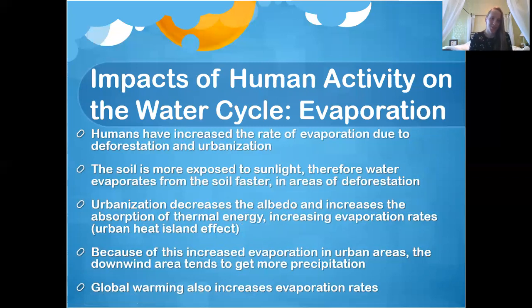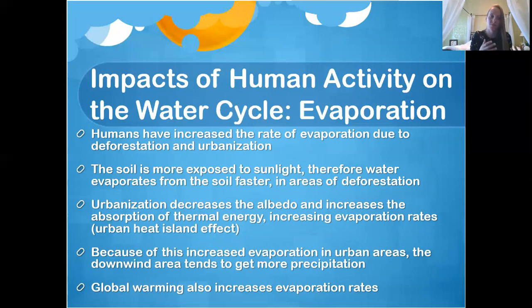Okay, so let's finish off by looking at some impacts of humans on the water cycle. We have increased the rate of evaporation because of deforestation and urbanization. When we deforest an area, the soil is no longer protected from sunlight, so water evaporates from the soil more quickly. And with urbanization, by creating large areas of tarmac and dark buildings with shingles on the roof, it creates a very low albedo. So a lot of solar radiation gets absorbed into that area.